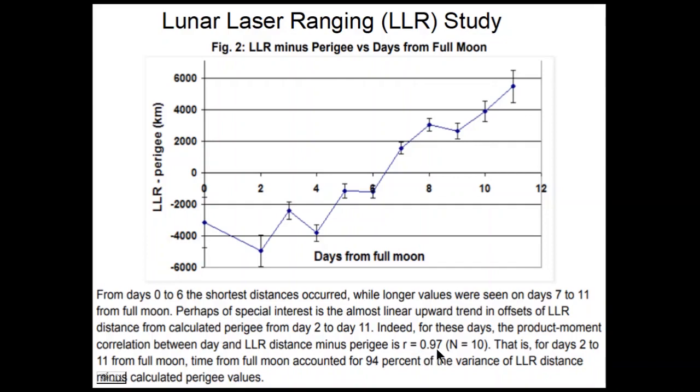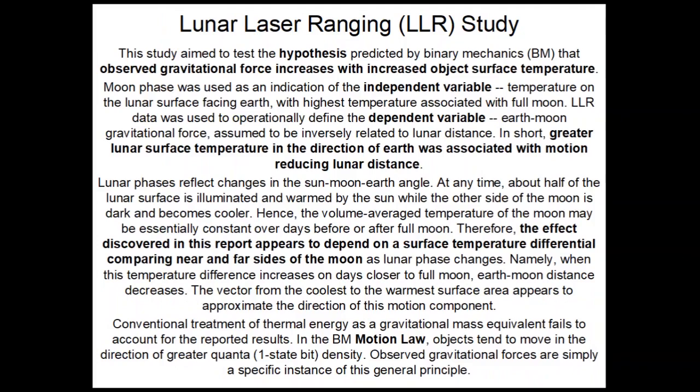That is, for days 2 to 11 from full moon, time from full moon accounted for 94%, that's the correlation squared, of the variance of LLR distance minus calculated perigee values. This study aimed to test the hypothesis predicted by binary mechanics that observed gravitational force increases with increased object surface temperature. Moon phase was used as an indication of the independent variable, temperature on the lunar surface facing Earth, with highest temperature associated with full moon, of course.